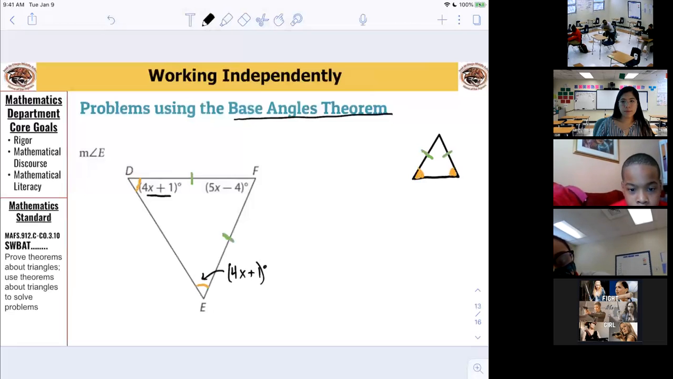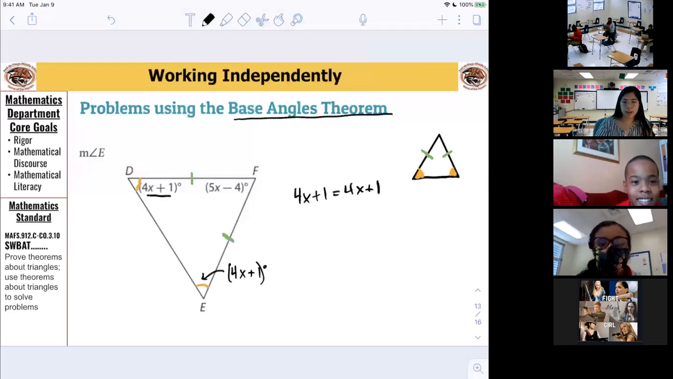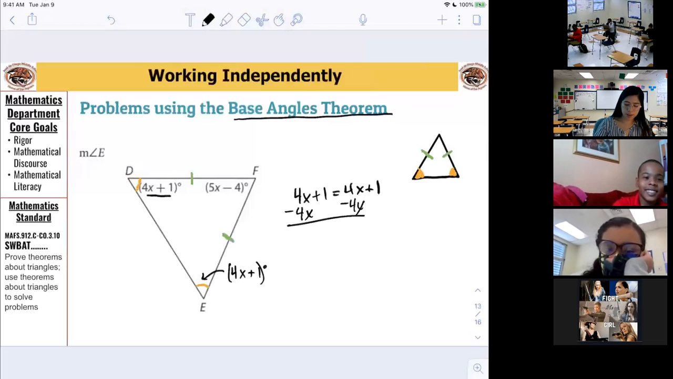4x plus 1 equals 4x plus 1. What happens if I try to solve that? You're going to get an infinite. Again, that's not going to work out, because if I actually tried to solve it, I would just end up with 0 equals 0. So that's not going to help me out.